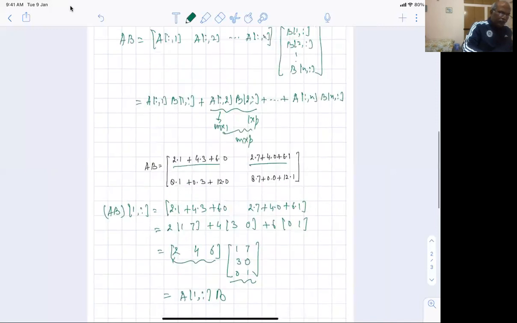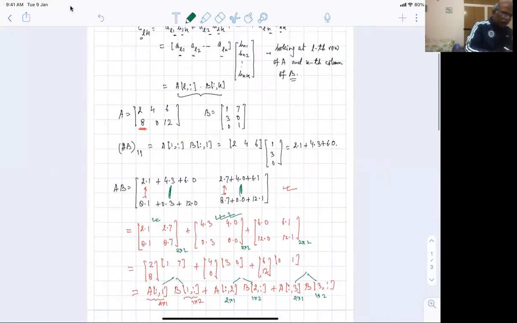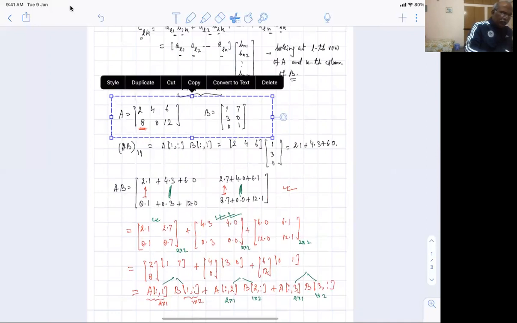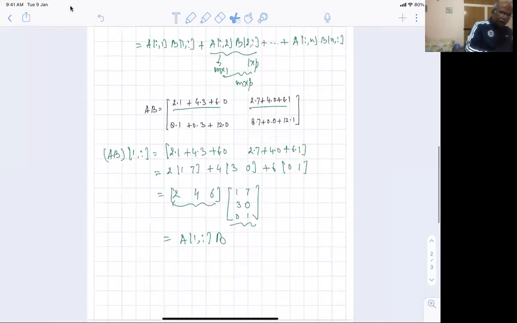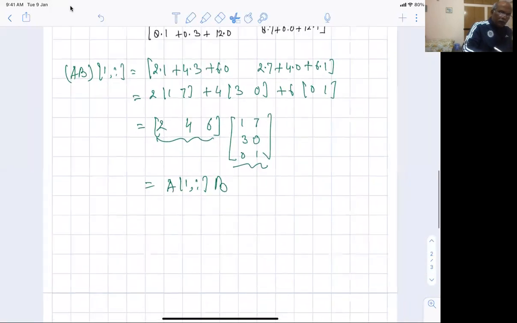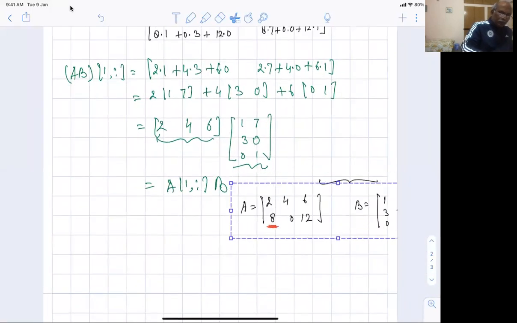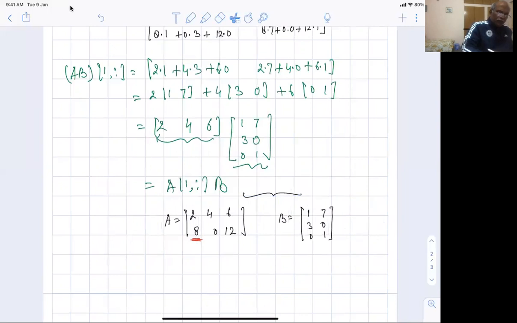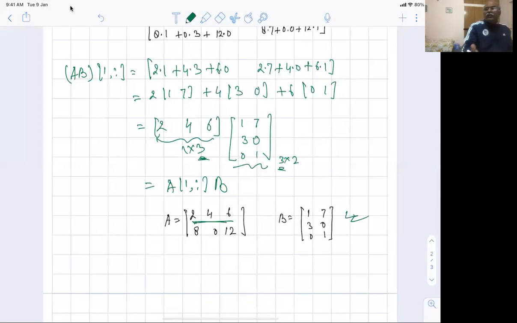Fine. So look at this part that you had here. So I should copy this part also for you so that you can understand it. Copy, paste. All right. So you can see that this is the first row that you are looking at. 2 4 6 is the first row, and this is the matrix B that you are looking at. And you are able to multiply basically because this is a 1 cross 3 matrix and this is a 3 cross 2 matrix. So this 3 and this 3 cancel out, you get a nice matrix.